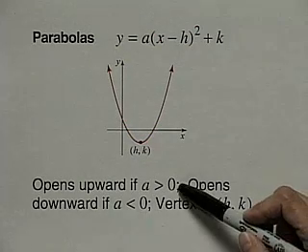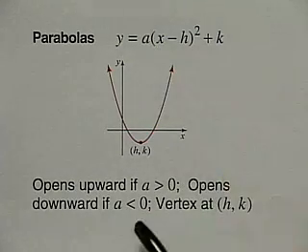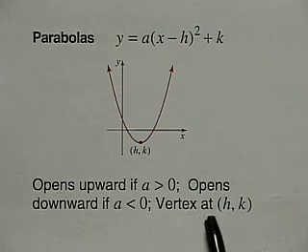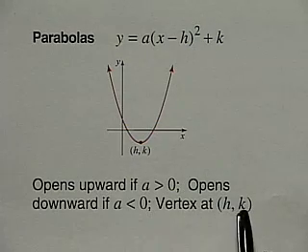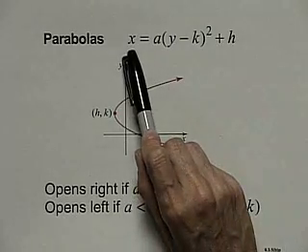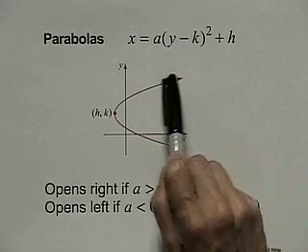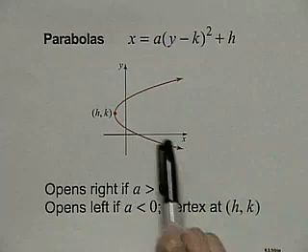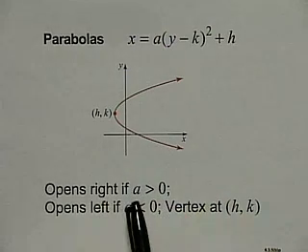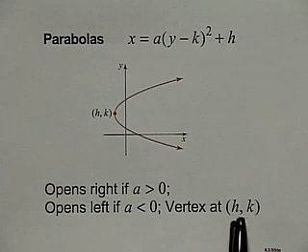This is a graph of a parabola that can be represented by an equation of this form. It's a parabola that opens up if a is positive, opens down if a is negative, and has its vertex at (h, k). Here's another parabola. This parabola has an equation of the form x equals a times y minus k squared plus h. Notice that the parabola opens to the right, or it could open to the left. It opens to the right if a is positive, left if negative, and its vertex is the point (h, k).